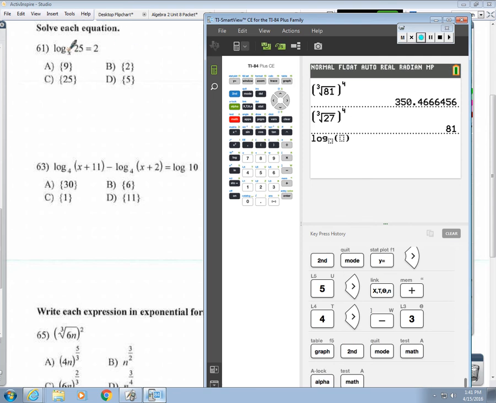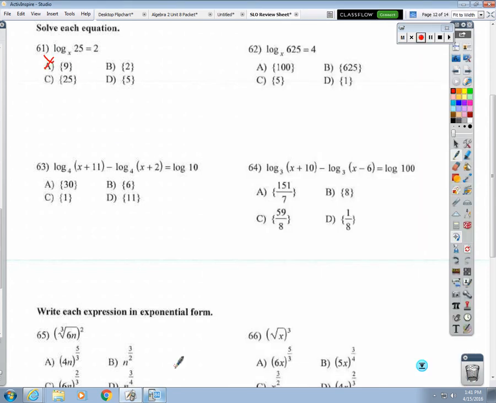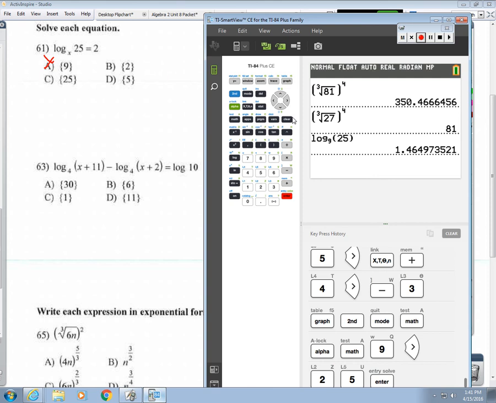Okay, now we're trying to figure out what x is. Well, A says it's 9, so let's plug in 9 for the base, log base 9 of 25. Does that equal 2? No, so A is not it. So now let's try B, 2.